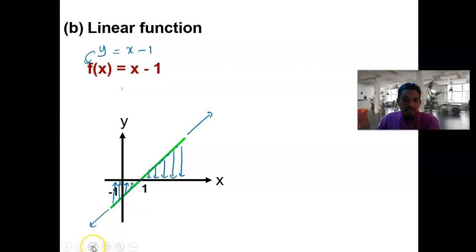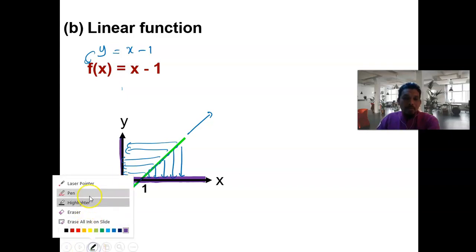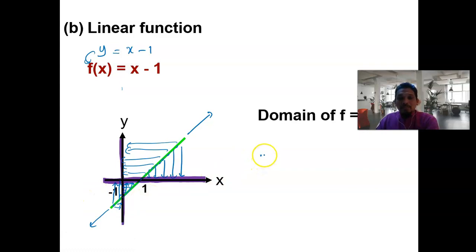So we can say that all values of x are being used. We substitute the value of x into the function f(x) that makes the function defined. And if we refer the same coordinates to the y-axis, all values of y are being mapped from the graph. So what is the domain of this function?